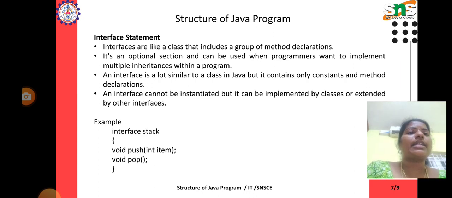Interface statement. Interfaces are like a class that includes a group of method declarations. It is an optional section and can be used when programmers want to implement multiple inheritance within a program. An interface is a lot similar to a class in Java, but it contains only constants and method declarations. An interface cannot be instantiated, but it can be implemented by classes or extended by other interfaces.